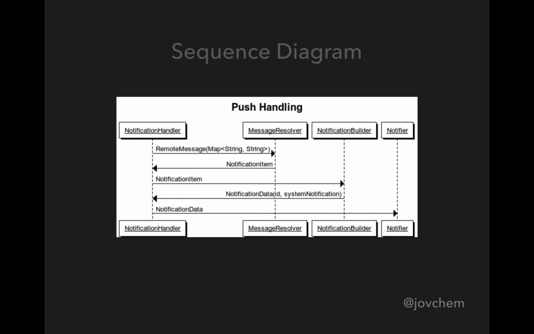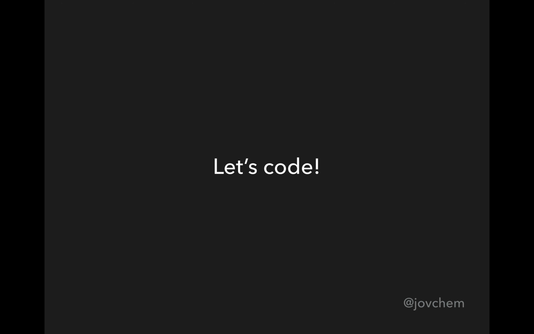And finally, using that notification data, I'm gonna just deliver it to some sort of notifier. So these three classes I'm seeing as collaborators of the notification handler, and the notification handler will not have much destruction in terms of abstraction layers. I hope this is clear. So now we can move on and start coding.